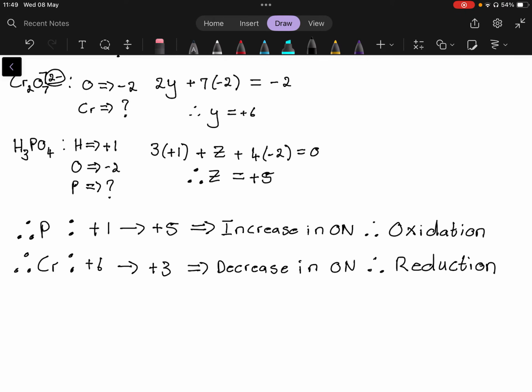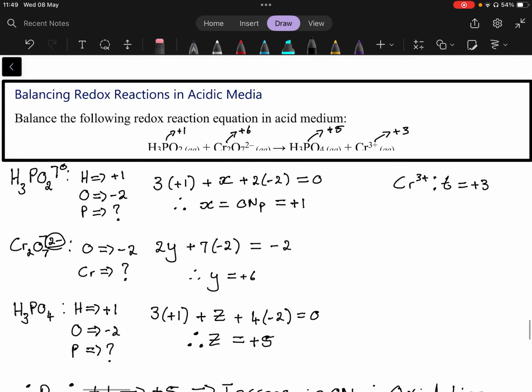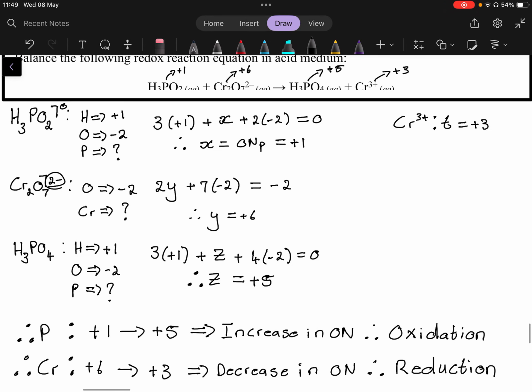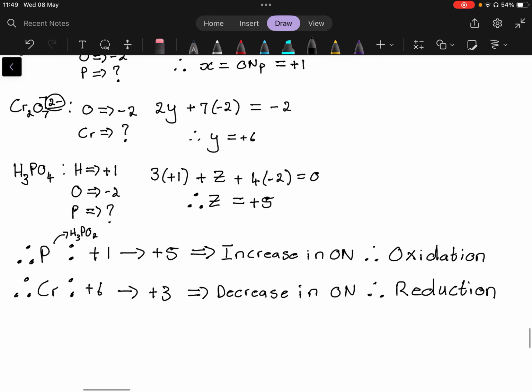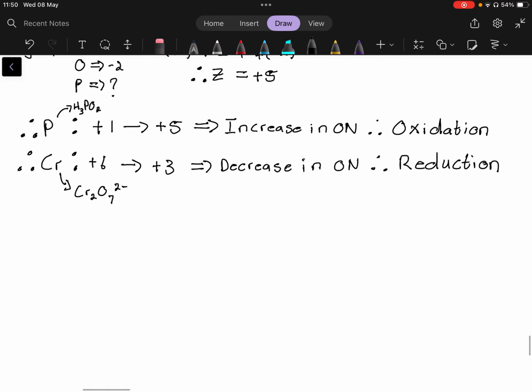the reduction half reaction. But what is the thing that's actually being oxidized and reduced? Well, the oxidation is the species H3PO2, because we don't have loose phosphorus and we don't have loose chromium. So it's just the species that I was looking at. Cr2O7 2- is reduced. H3PO2 is oxidized. All right. So let's write the half reactions. So hence the half reactions.